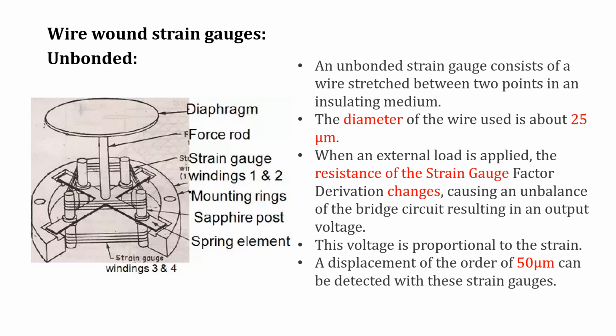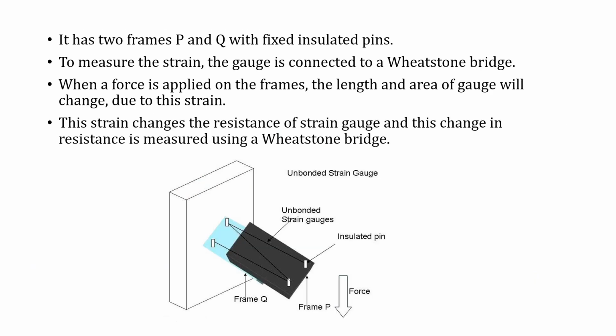So a displacement might have an order of up to 50 micrometers, and the diameter of a wire is in a sense 25 micrometers. So this is the unbonded wire wound strain gauge. Next, this is another type of unbonded strain gauge.